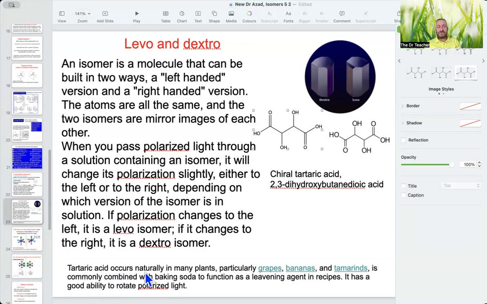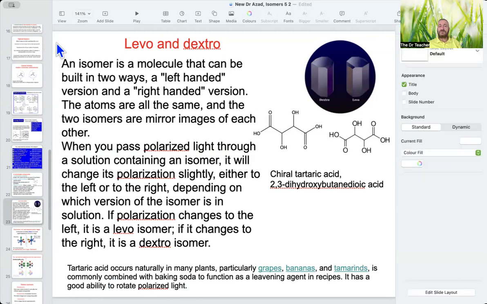Tartaric acid occurs naturally in many plants, particularly grapes, bananas, and tamarinds, and is commonly combined with baking soda to function as a leavening agent in recipes. It has a good ability to rotate polarized light. And again, this is an industrial application, when they add tartaric acid to food. So it changes the light and the solution will be in a different color.